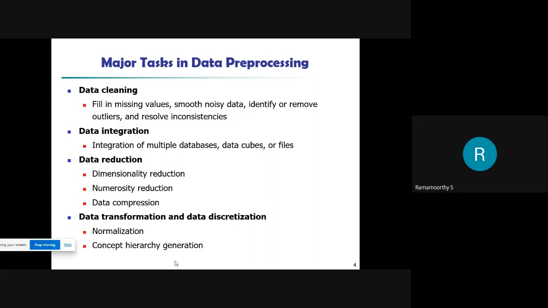And data transformation and data discretization is where you are going to fit the data into some range. Actually you are doing some normalization process, right? So how to perform the data normalization, and how to create some concept hierarchy, how the data is going to be grouped under the different categories, different classes. So that is the concept of normalization.